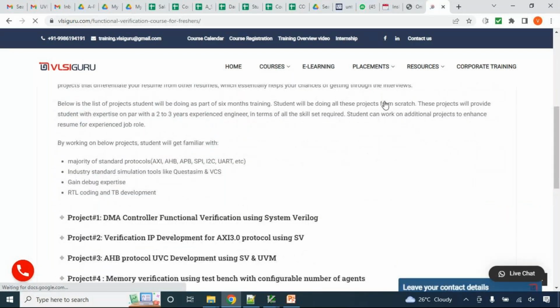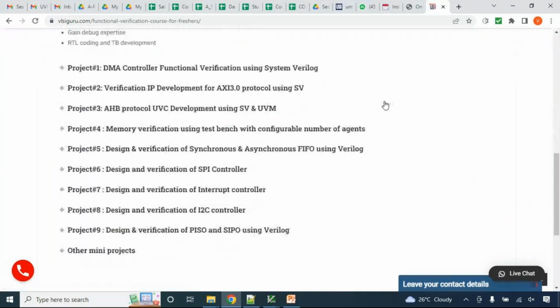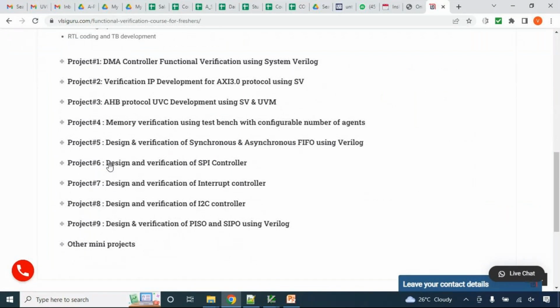These projects you will be doing. Almost all of these projects you will be doing. You just have to show these projects in your resume. For every student, there will be 8 to 9 projects. There will be other mini projects also.